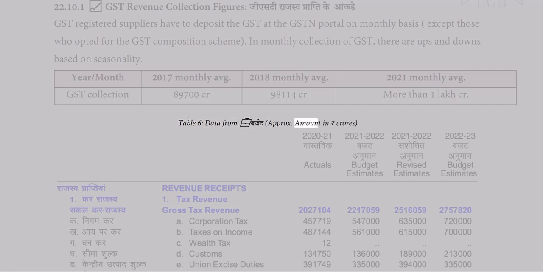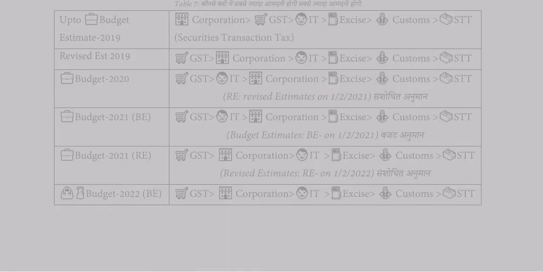Table 6, data from approx. amount in crores. Table 7: Budget Estimate 2019, Revised Estimate 2019, Budget 2020, Revised Estimates and Budget 2021, Revised Estimates and Budget 2022, covering GST, corporation tax, income tax, fuel excise, customs, and STT (Securities Transaction Tax).